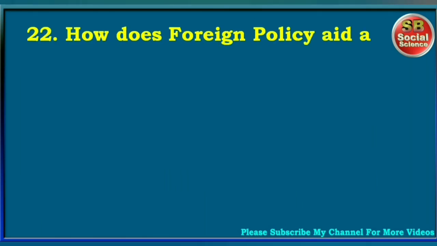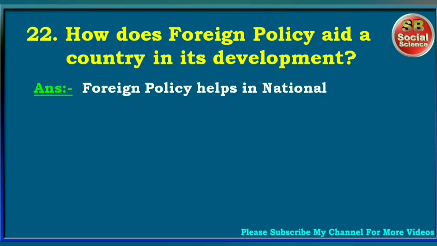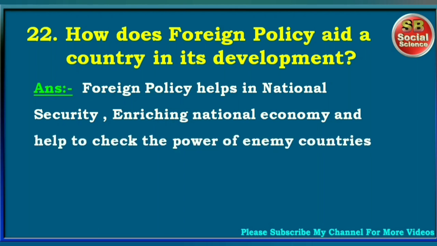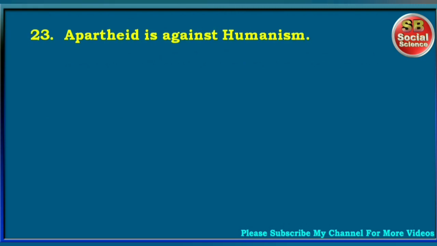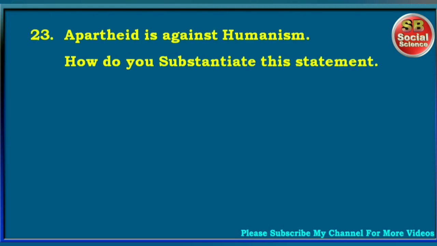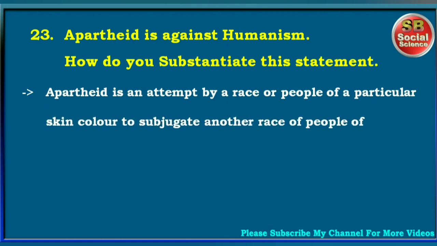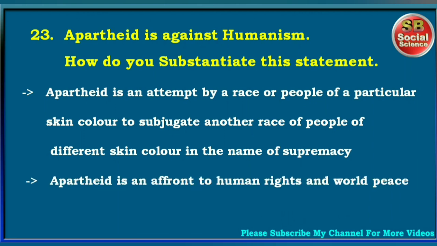Let's see another question. How does foreign policy aid a country in its development? Answer: foreign policy helps in national security, enriching the national economy and checking the power of enemy countries. Let's move to another question. Apartheid is against humanism. How do you substantiate this statement? Answer: apartheid is an attempt by a race or people of a particular skin color to subjugate another race of people of different skin color in the name of supremacy. So apartheid is an affront to human rights and world peace.